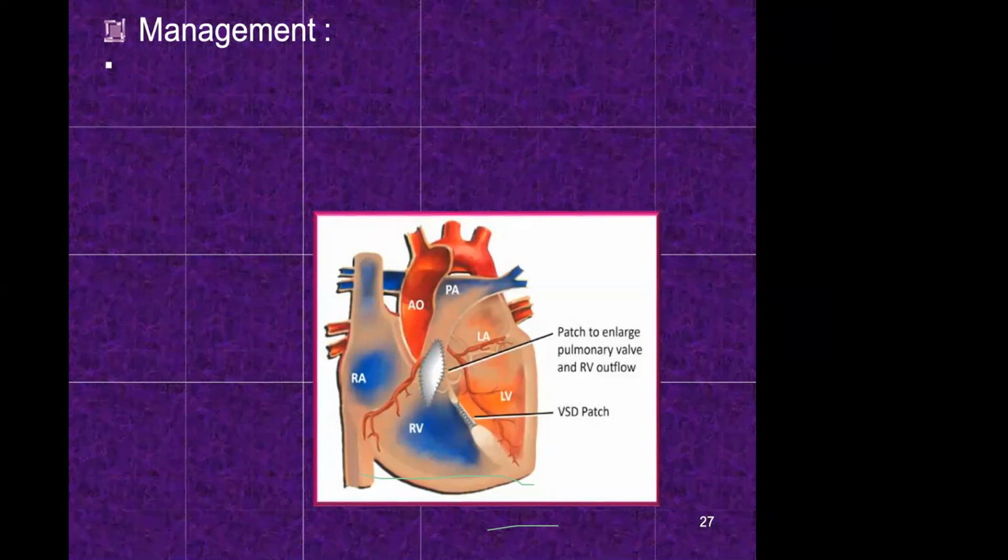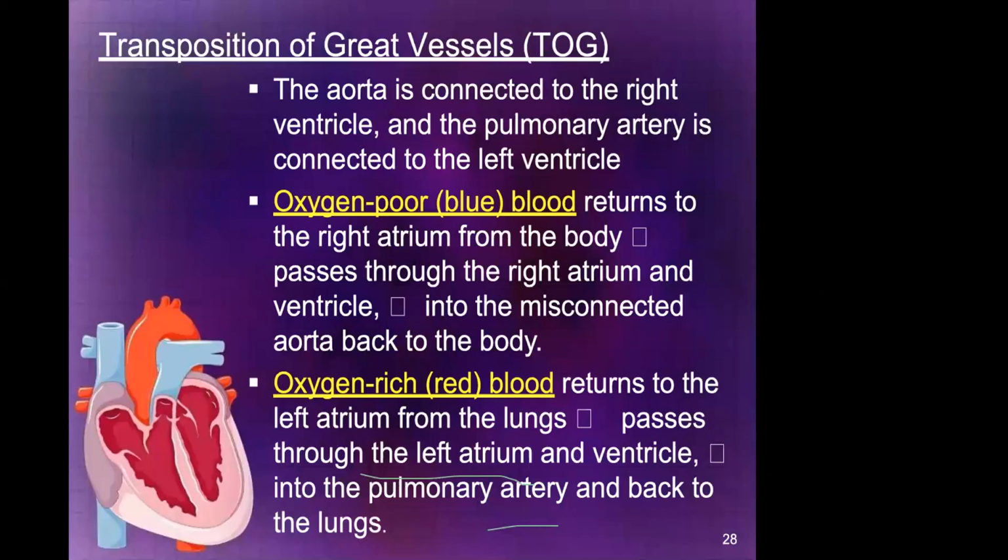So then comes TGV, transposition of great vessels. As you may already see over here, the aorta is connected to the RV and the PA is connected to the LV. So TGA, switch. That's why the corrective surgery which is done for it is called the switch procedure. You just take the left to the right and right to the left.